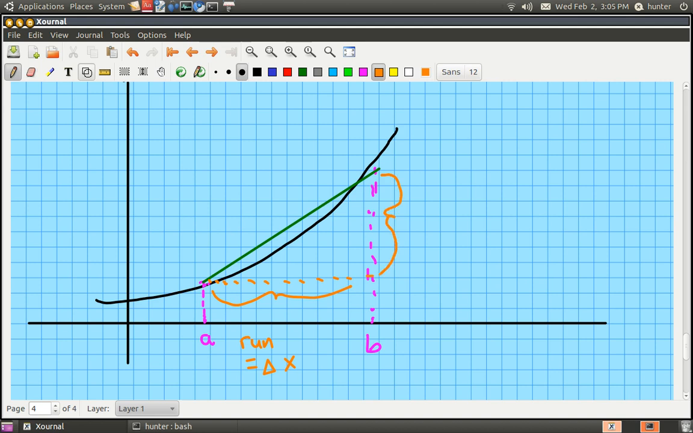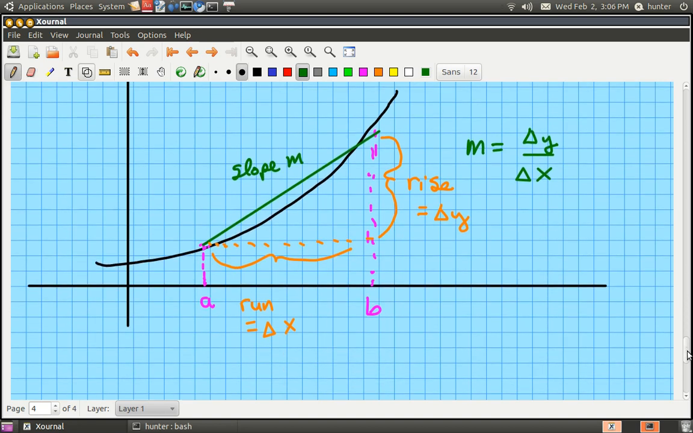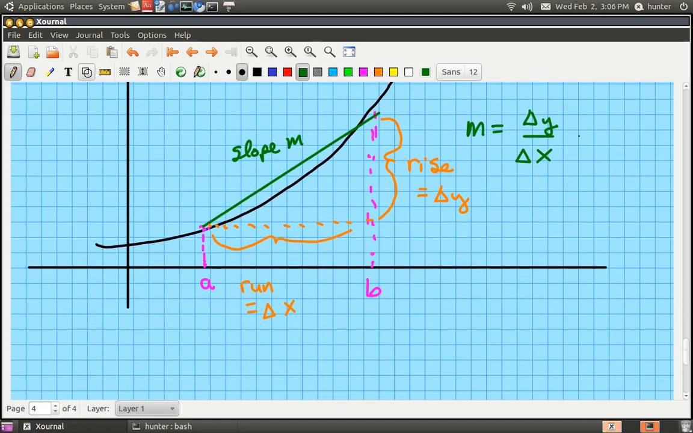Alright, and we also need to know this, right? Because slope is rise over run. This is going to be the rise. And I'm going to call this change in y. Okay? Alright, so the slope of the green line has slope m. You can see that m is going to be equal to delta y over delta x. Okay, alright.